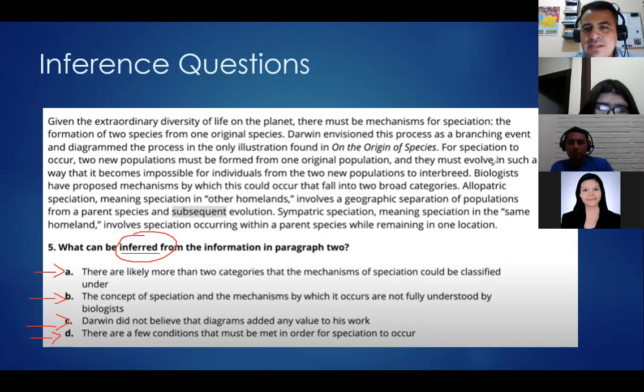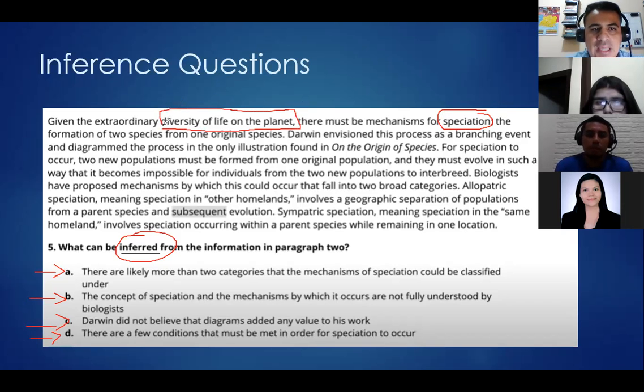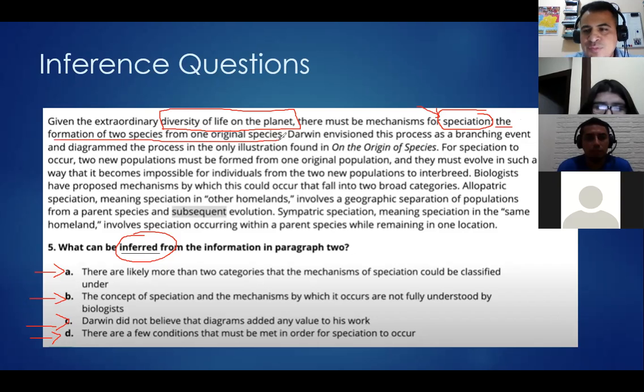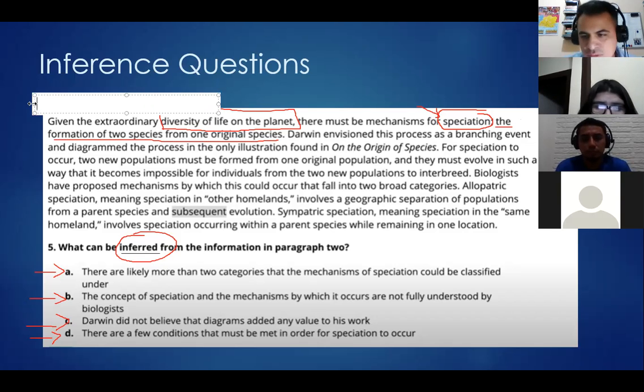Okay, ¿ya encontraron the main idea of this paragraph? Yeah, the diversity of life on the planet. Mm-hmm. All right, puede ser. Diversity of life on the planet. Okay. And para mí esto resalta: speciation. Y aquí me dan la definición: the formation of two species from one original species. So this is the main idea, okay? No significa que sé todo lo que está ahí, right? I just have skimming, main idea.